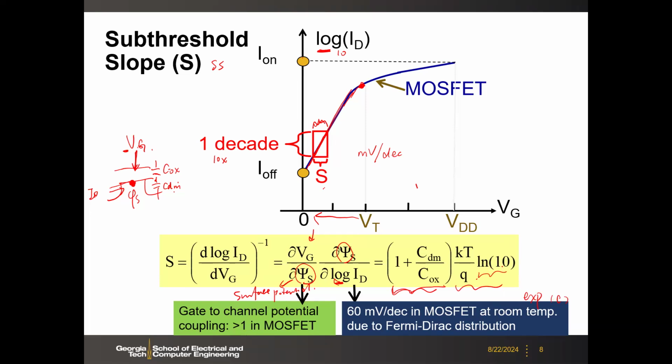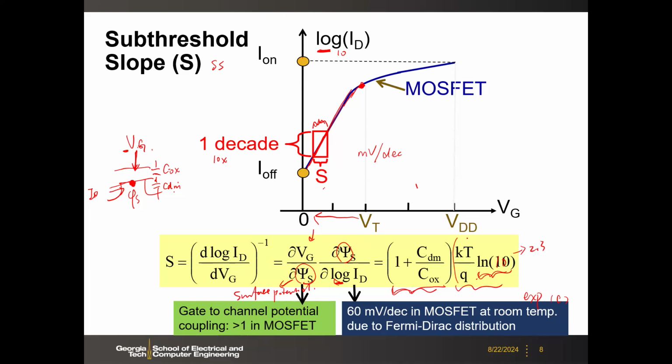So if you convert log 10 to natural log, you have this conversion factor, which is about 2.3. If you take the natural log of 10, it's about 2.3. It's a constant value, okay, 2.3, just because of the change of this unit.